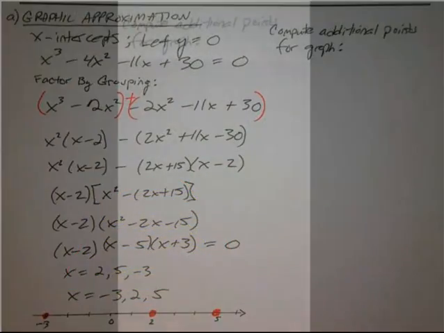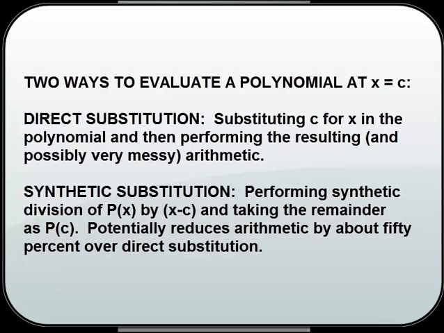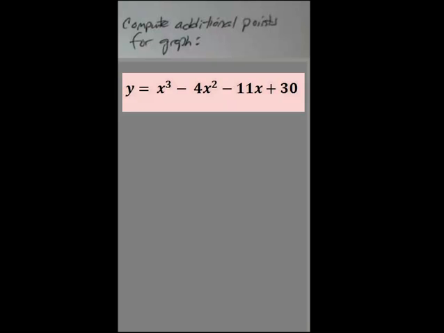So for computing the corresponding y-coordinates, I've actually got a choice. This is a cubic function. So, that means as it's a polynomial function, its values can be computed one of two ways. Direct substitution, which is what everybody is completely used to, or synthetic substitution, which can save virtually 50% of the arithmetic. Okay, in this case, the polynomial function has pretty simple integer coefficients.